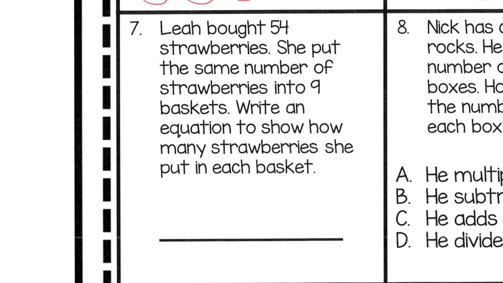On number 7, it says Leah bought 54 strawberries. She put the same number of strawberries into 9 baskets. So we're going to write an equation. So you have 54. It looks like you're going to put them equally into 9 baskets. So that would be division, and then I will let you solve that on your own. Remember that you can flip it by writing 9 times what is 54.